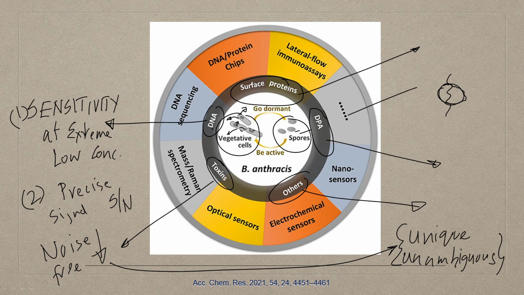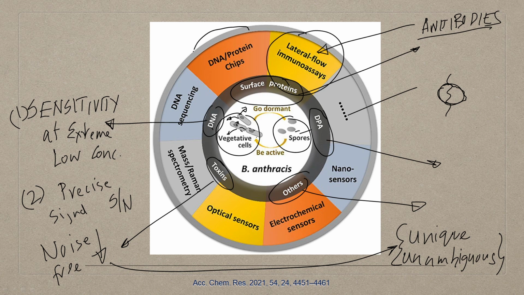So, what are the different kinds of sensors which are being used or are in the process of development? One of them is the lateral flow immunoassay. Immunoassays primarily involve antibodies, antibodies which are developed against Bacillus anthracis. Any form of immunological assay will target the antibody molecules.